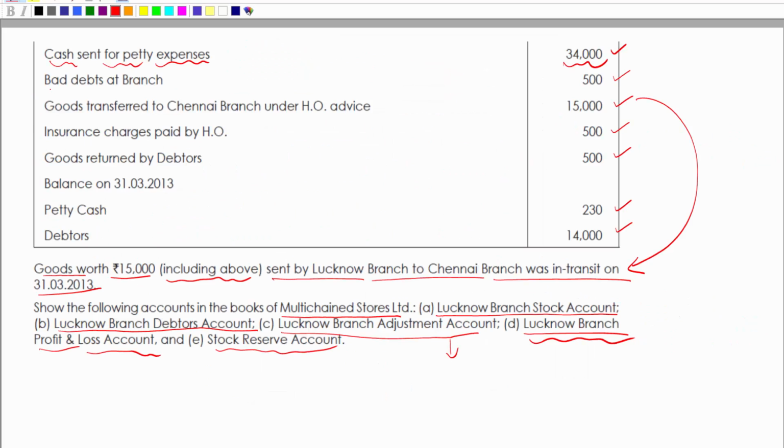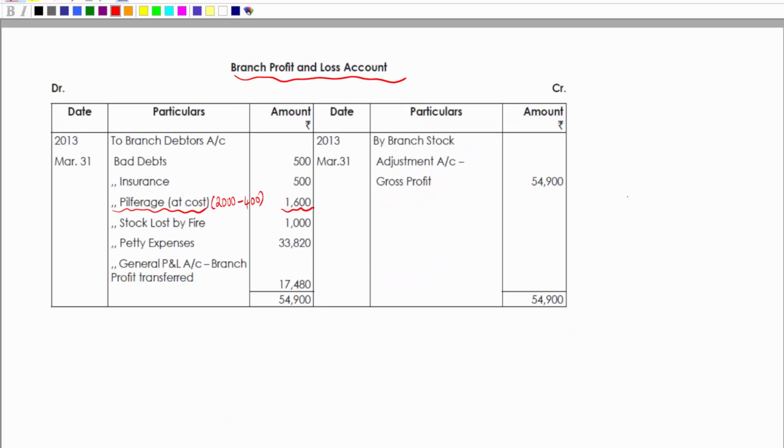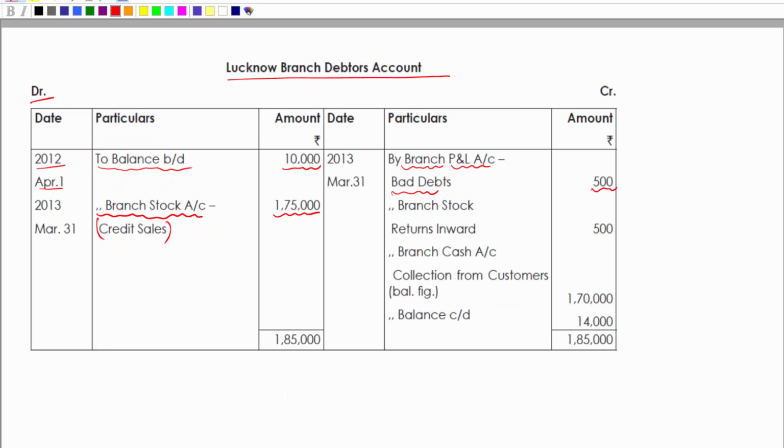Going back to the question. Next item, bad debts at branch. This bad debts at branch 500 will reduce debtors and eventually they should be transferred to branch P&L. So we'll go to branch debtors account. There we'll write by debiting branch P&L, right? So entry is branch P&L debit to branch debtors credit, and it is on account of bad debts, which is 500. It means when we open branch P&L, on the debit we have to write to branch debtors within bracket bad debts 500. That is taken care.